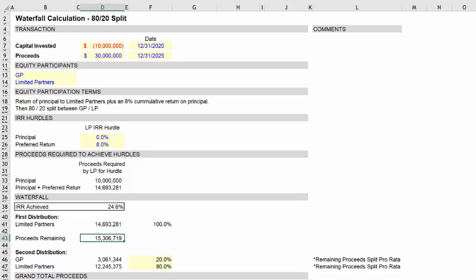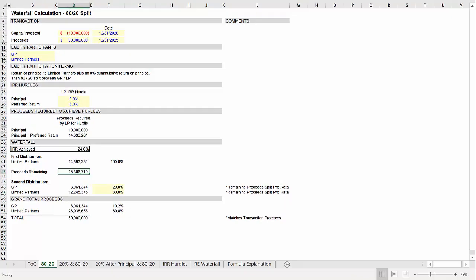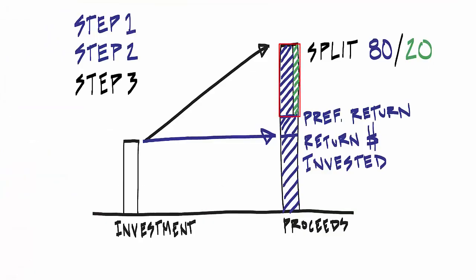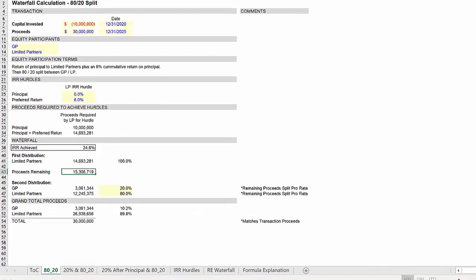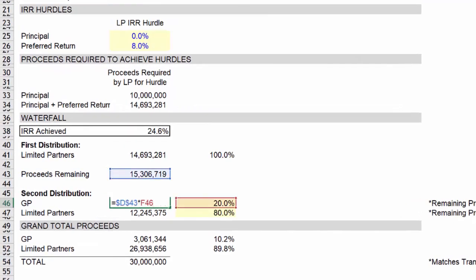Now, before moving on to the second distribution, we need to determine the proceeds remaining. This is a very simple calculation. We look at total proceeds and subtract proceeds distributed in the first distribution. That gives us proceeds remaining. Now, in this first example, all that remains is the 80-20 split. We've already distributed capital invested and the preferred return. So the rest is really pretty easy. You take proceeds remaining and multiply by 20% for the GP. And then for the limited partners, proceeds remaining and multiply by 80%.